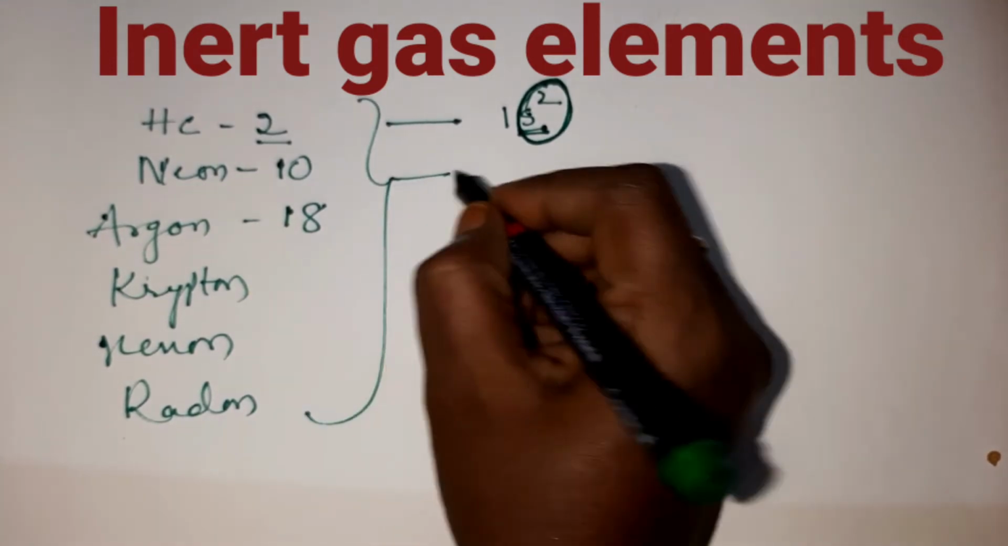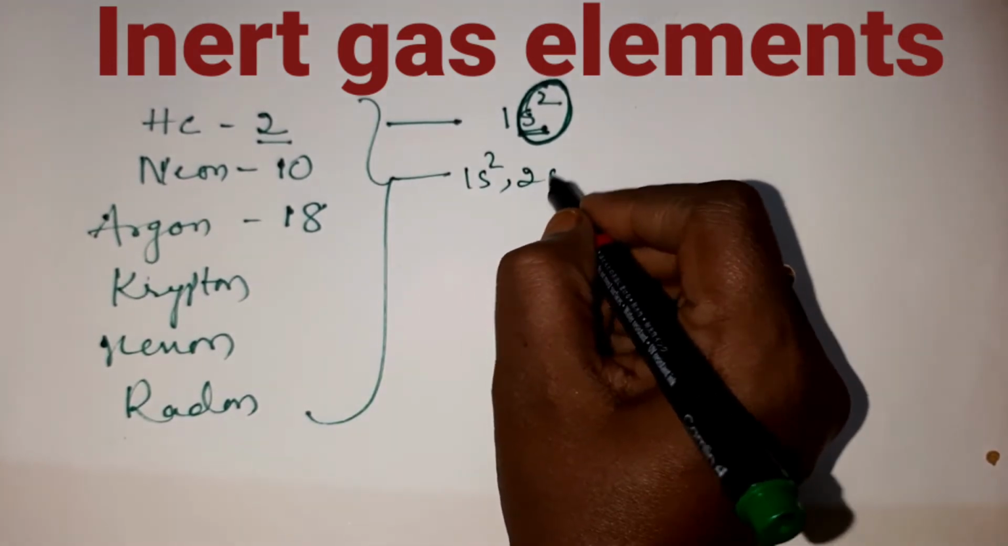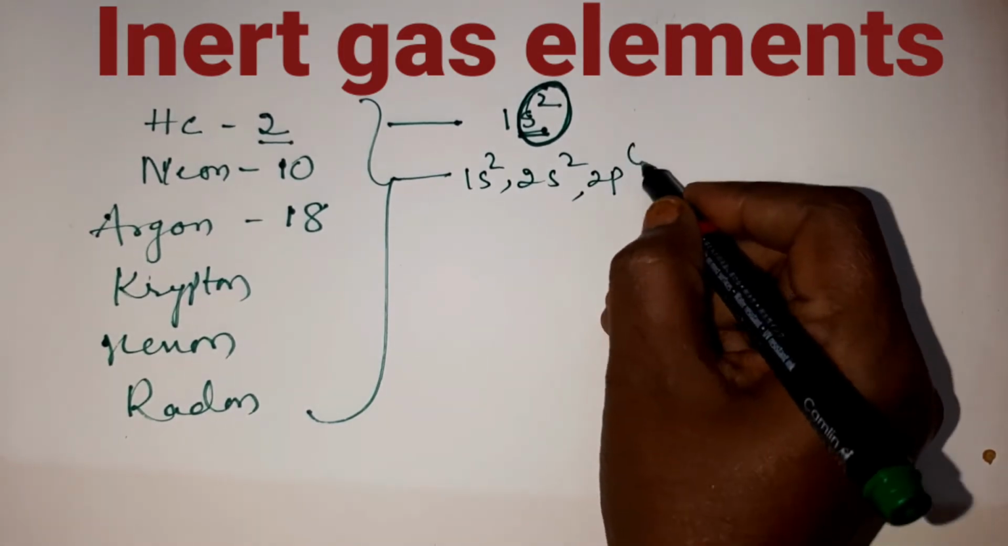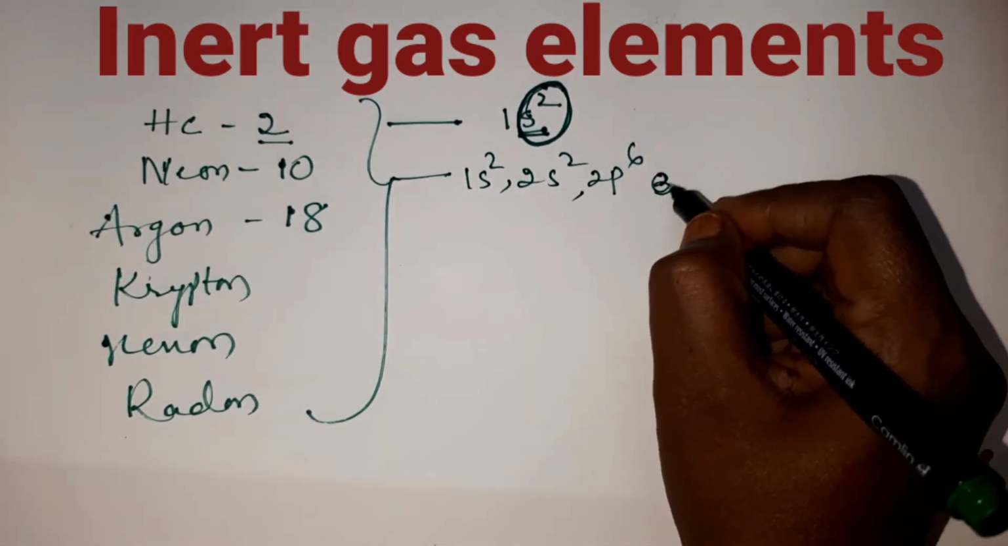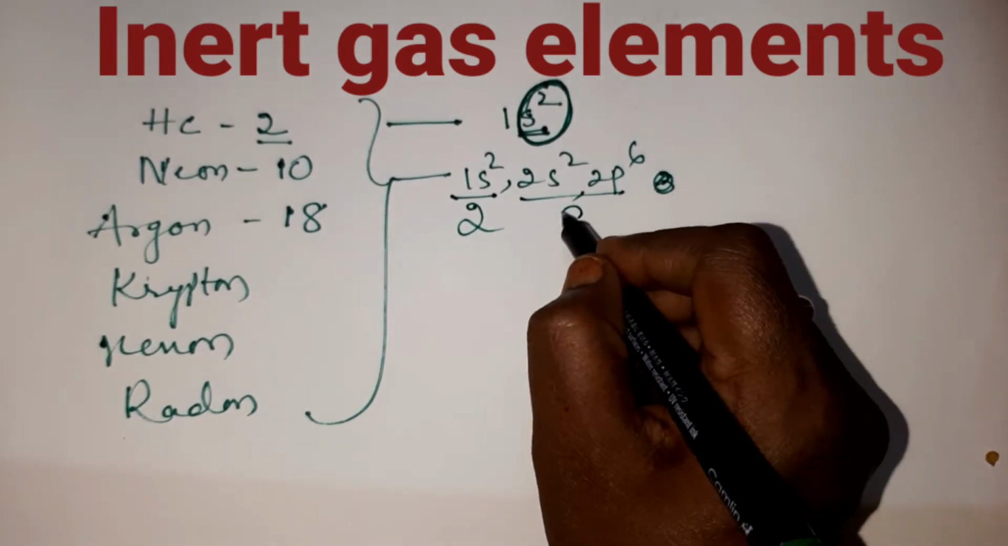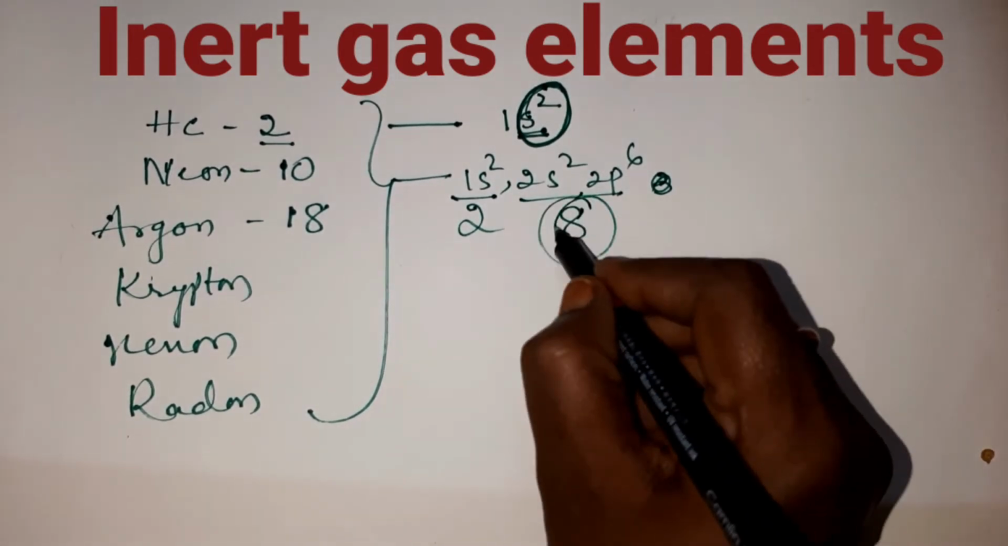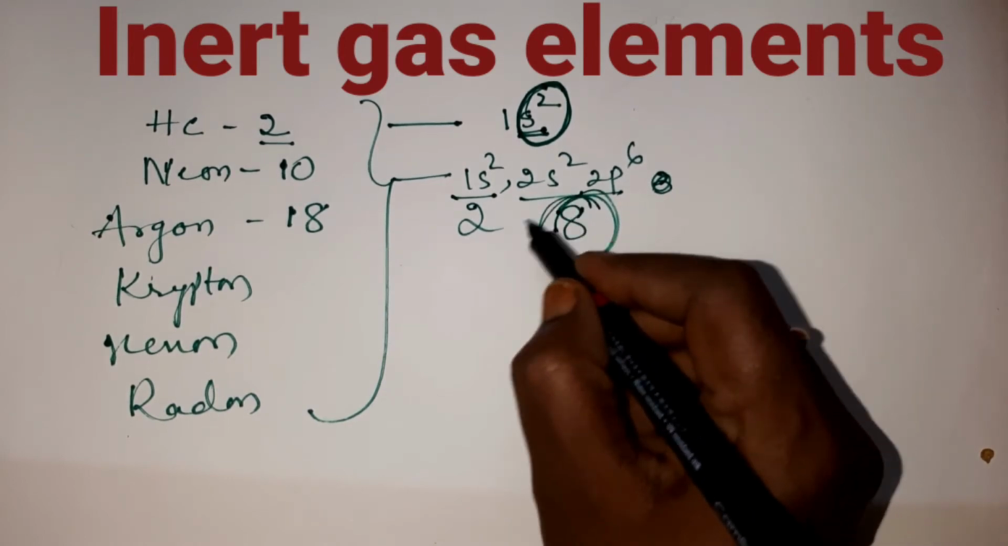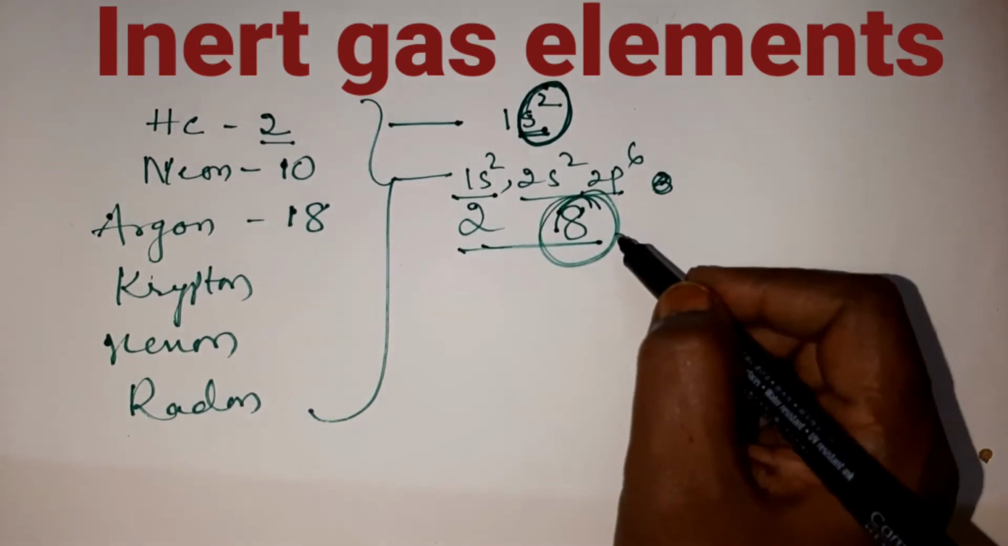And if you take neon, it is 1s2, 2s2, 2p6, children. The first shell has 2 electrons, and the second shell has 8 electrons. So here you find it completely filled. This we call an octet electronic configuration.